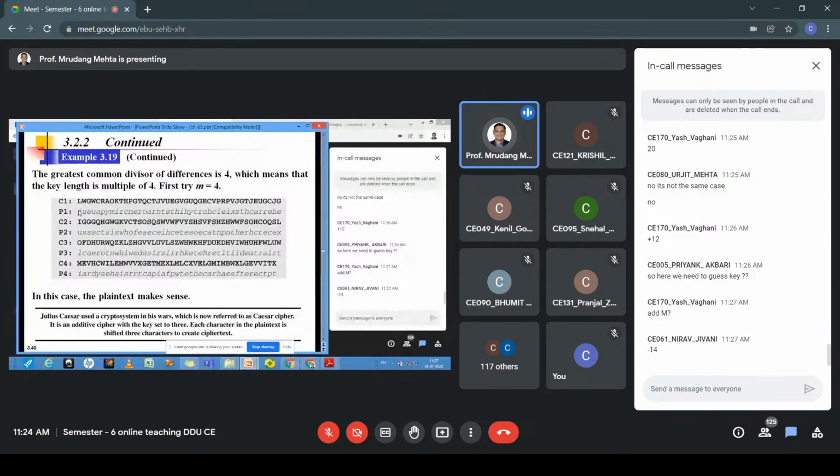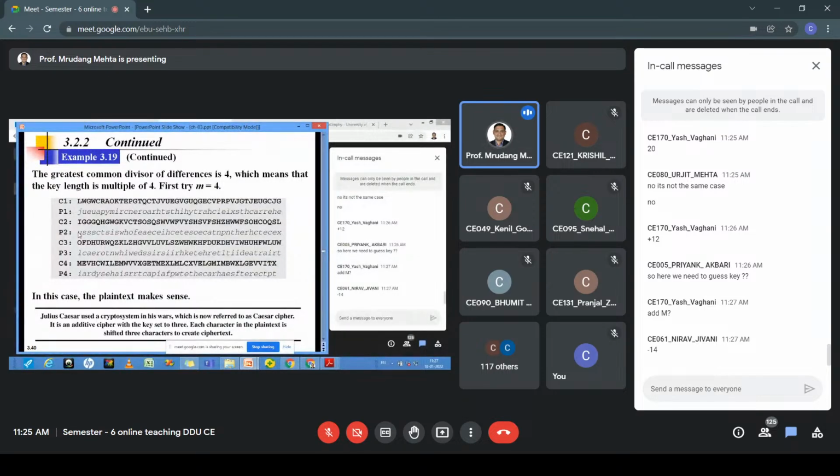But otherwise, what we have to do? We have to put this in row wise, and then we have to apply different key values and find the values from which we should be able to find some meaningful text. So here, have you understood the process, right? For C2 also, for I, we have to find U. So can anyone tell how I is converted into U?